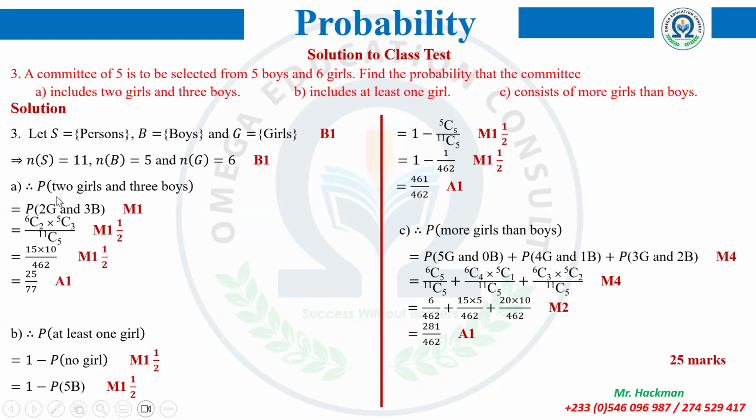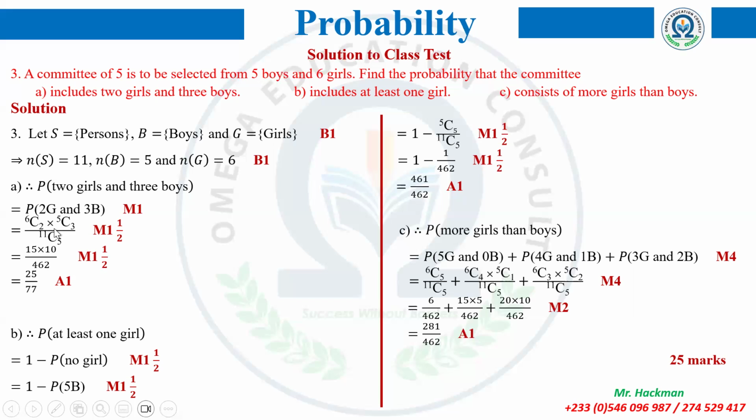So it will be P of 2 J and 3 B. You take the girls out of the girls, so how many do you have? It will be 6 combination 2, times you take 3 boys out of a total of 5, which is 5 combination 3. All over your denominator, since you are dealing with probability, will be the total number of ways of selecting the 5. So that will be 11 combination 5.